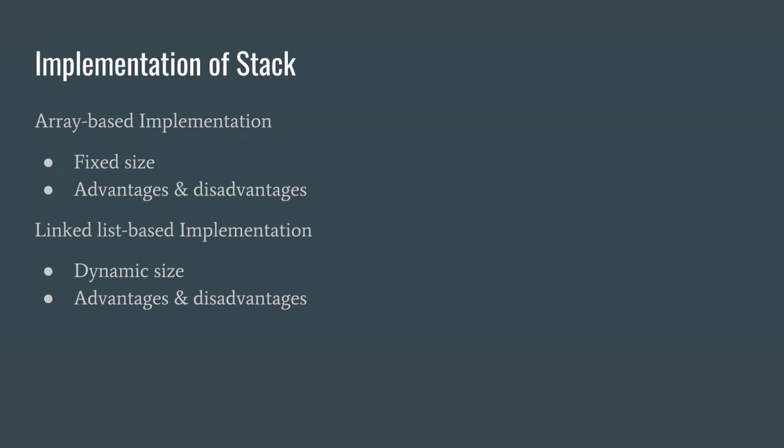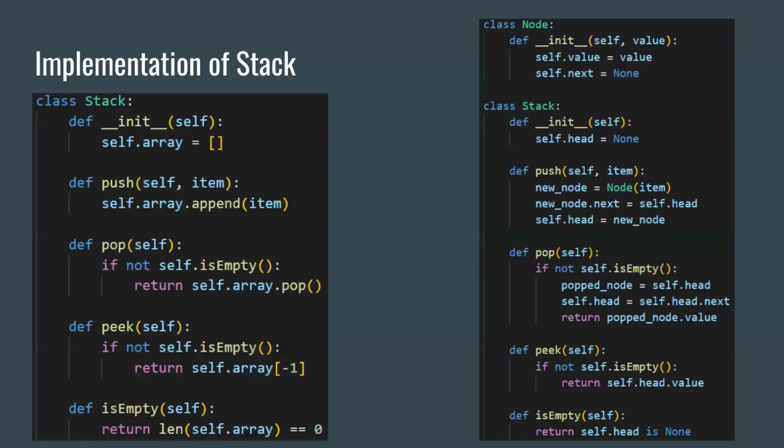Each approach has its advantages and disadvantages, and it depends on the context in which you are using the stack. You want to know whether you need a dynamic size stack or if it's okay to have a fixed size stack. So here is a Python example of a fixed size stack on the left and a linked list based stack. The fixed size stack can be limiting. On the other hand, the linked list based stack gives dynamic size, which means the stack can grow and shrink as needed.